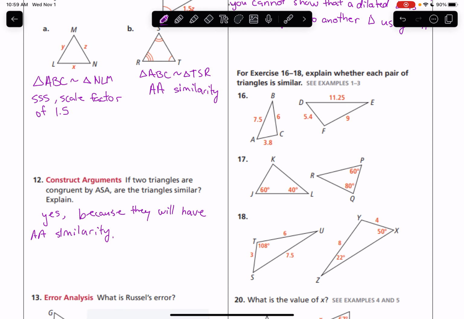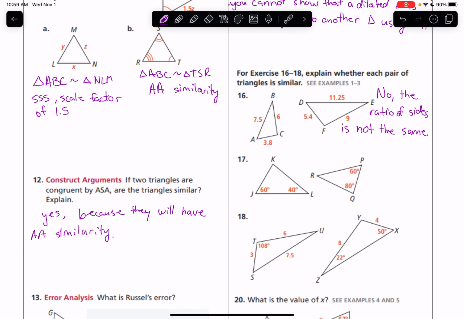16 through 18 explain whether each pair of triangles is similar. So we're looking for either side, side, side, side, angle, side, or angle, angle similarity. If we look at number 16, the ratio of these sides, 11.25 over 7.5, 9 over 6, and 5.4 over 3.8, those are not the same ratios. So we can say, no, these are not similar. The ratio of the sides is not the same.